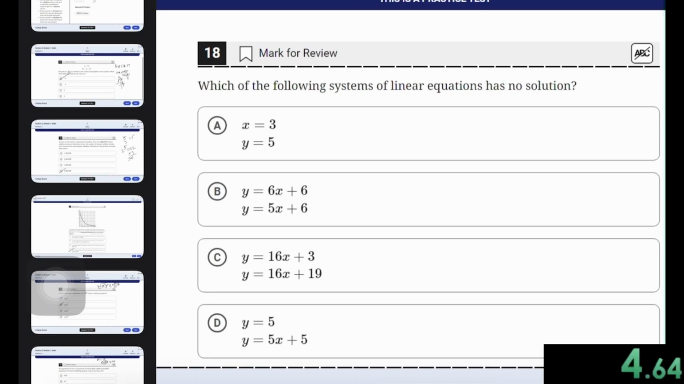So the systems of linear equations which will have no solutions have the same x coefficients but different constants. So same x coefficients here, and same and different constants here. Okay, cool.